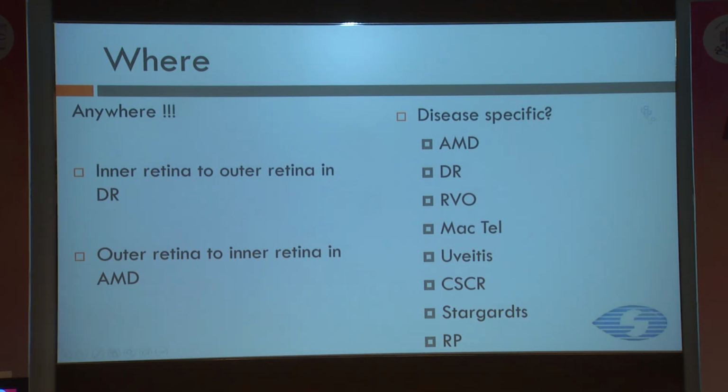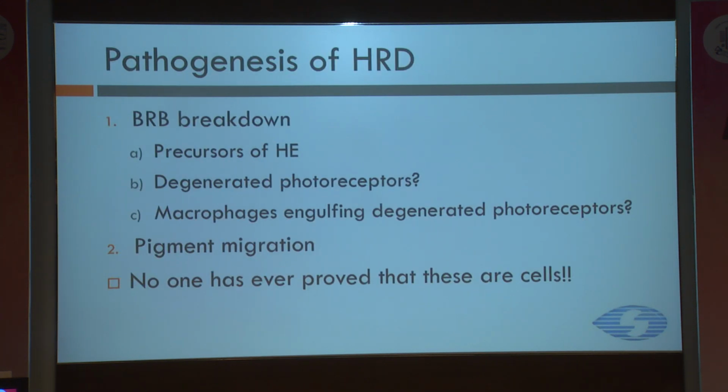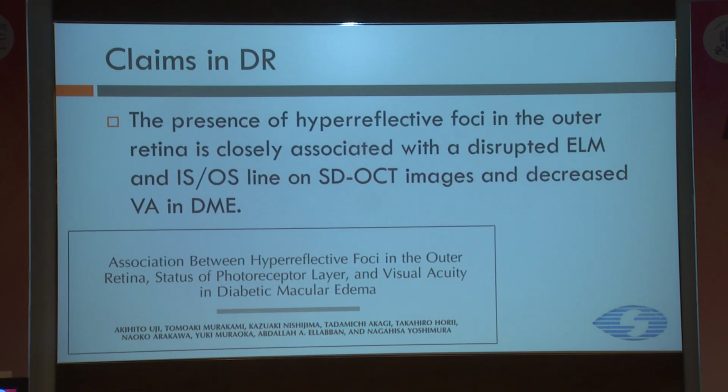No, you can see this long list of retinal diseases in which we can see these HRF, and it can be anywhere. It can be from the inner retina to outer retina in DR, and it's supposed to travel from the outer retina to inner retina in AMD. Why does it happen? Because of the blood retinal barrier breakdown. Some people say it's a precursor to hard exudates. Others say they're degenerative photoreceptors, or it could be macrophages which have engulfed the degenerative photoreceptors. The other theory is that it's caused by pigment migration, but nobody has ever proved that these are RPE cells.